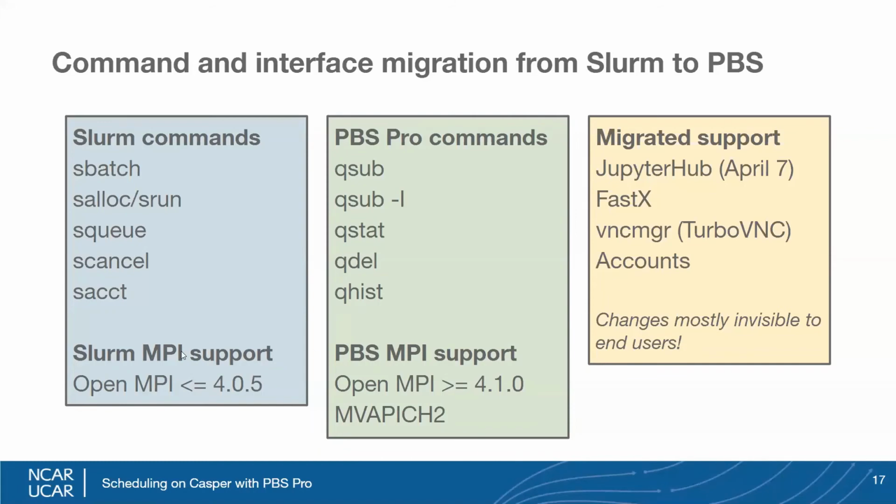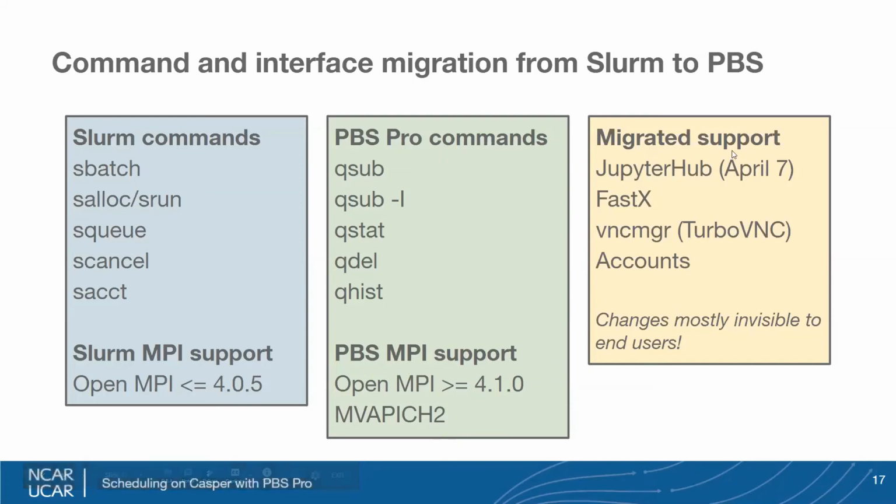One thing I didn't mention in previous slides, but for MPI support, the MPIs do integrate with the scheduler on Casper. So all of our Open MPI versions from 4.0.5 and lower will still have Slurm MPI support, but moving forward, any Open MPI version greater than or equal to 4.1.0, and 4.1.0 is already the latest version on Casper, will be built with PBS support. We're also starting to include MVAPICH2 as well. So that's another MPI option that will have PBS support.